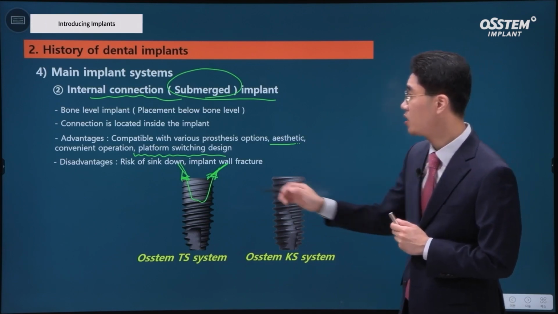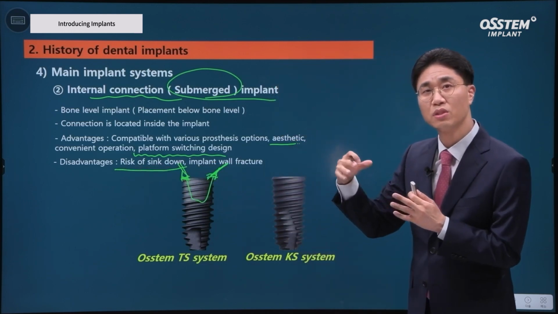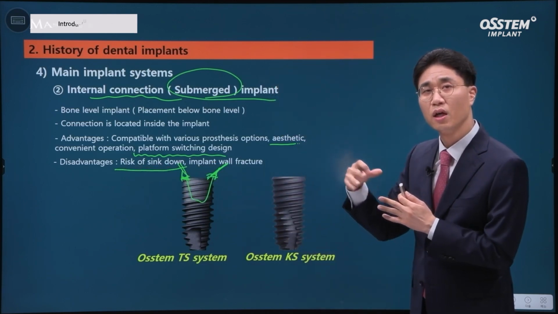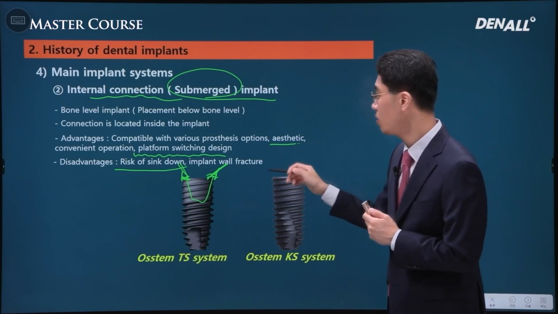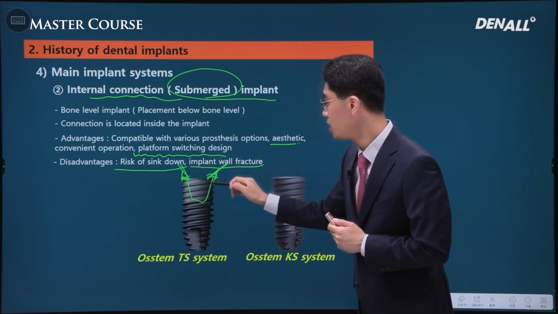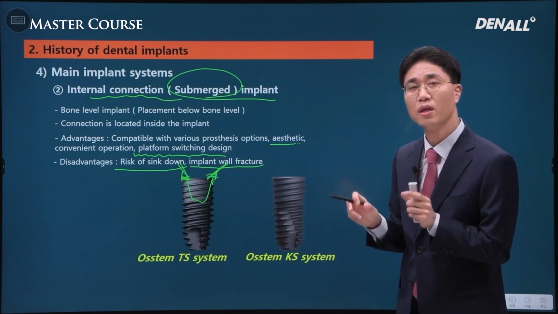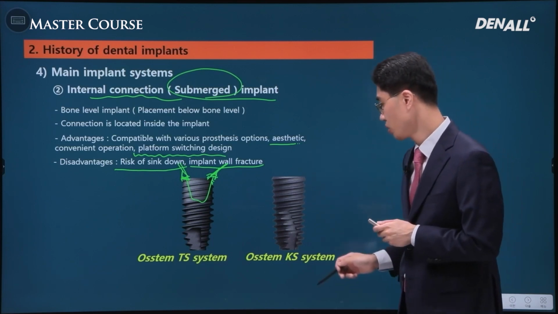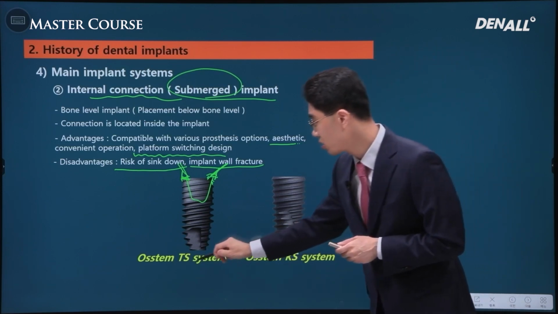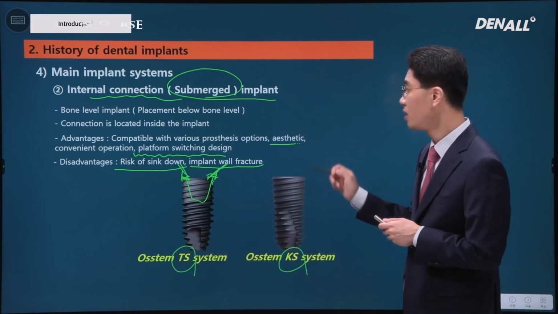The disadvantages include the fact that because implant is connected internally, then there can be abutment sinking phenomenon, and there can be fractures in implant wall. This is often referred to as tearing. If the implant wall is thin, tearing can occur. Among Ostem implants, the bone level implant lineups include TS and KS implants.